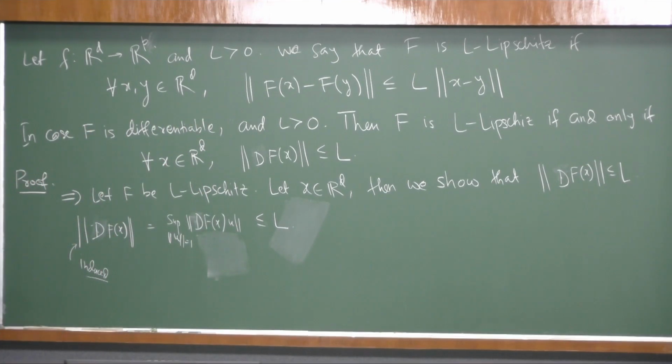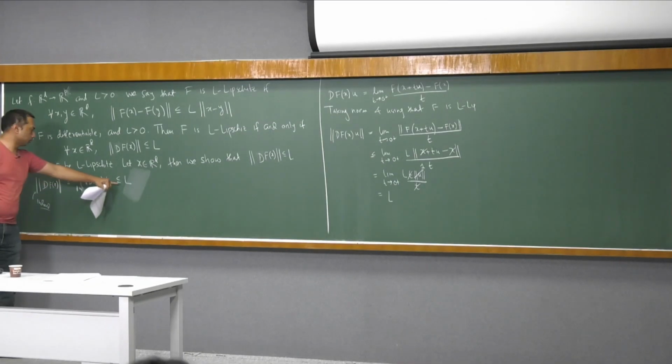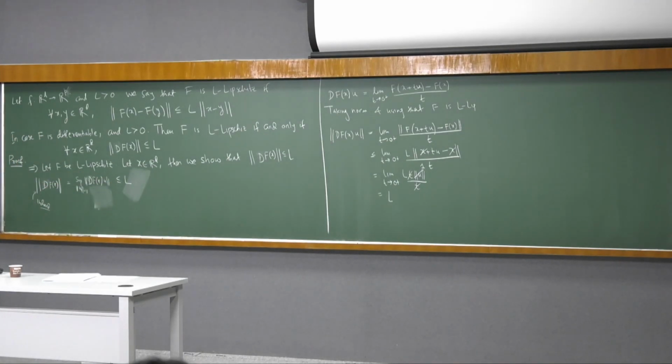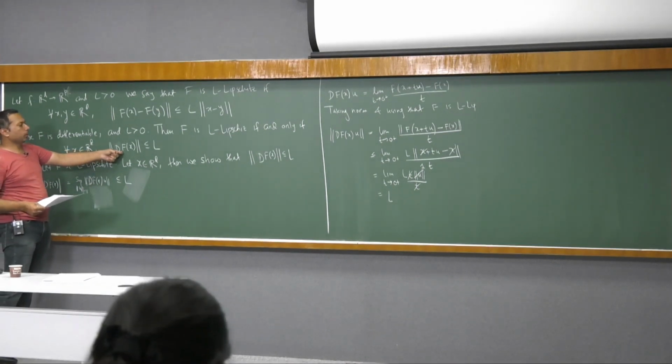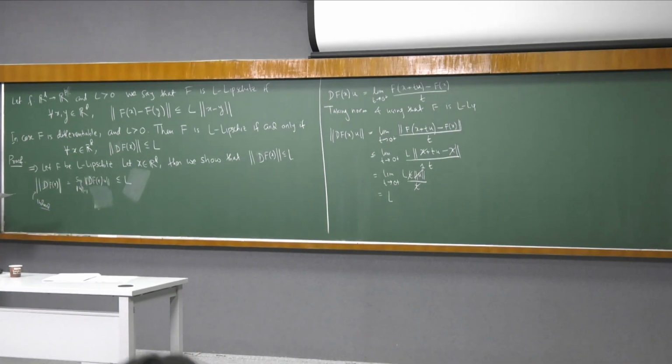So the norm of df is less than or equal to L for all u, so obviously the supremum is also less than L. So this is the forward claim, where we have that f is L-Lipschitz, then the derivative being less than L is satisfied.